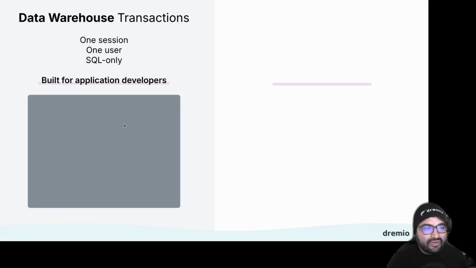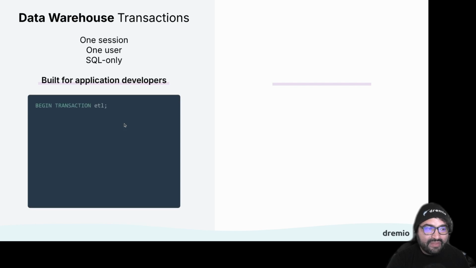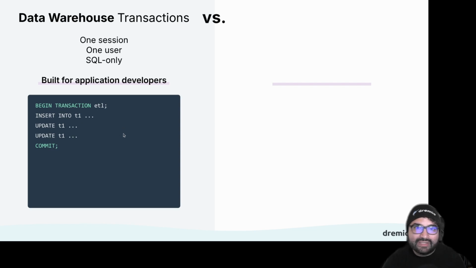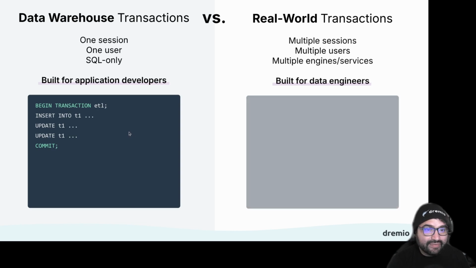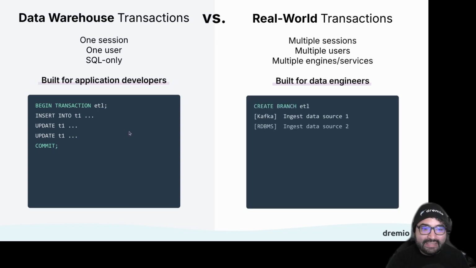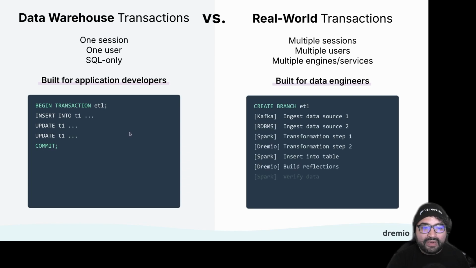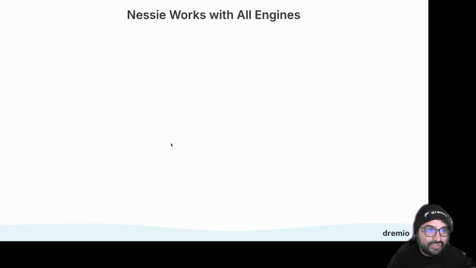And this shifts away from that single-transaction, multi-table transaction in databases, where you begin a transaction and then commit the transaction all at one time, to a world where you can actually do transactions across multiple sessions, across multiple engines, and isolate all of it. So we can create a branch in Nessie and do work across Kafka, a database, Spark, and Dremio. We can do work across several different systems and not have to merge that until the very end, until we've done all those changes.